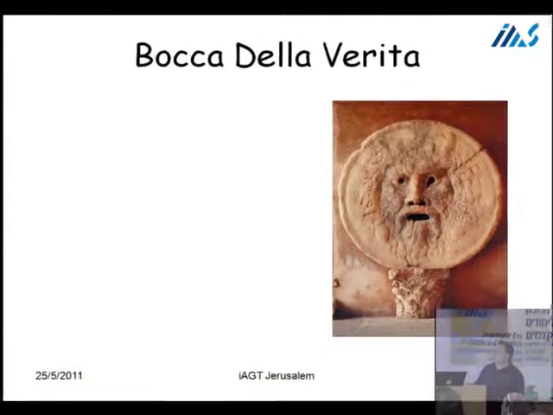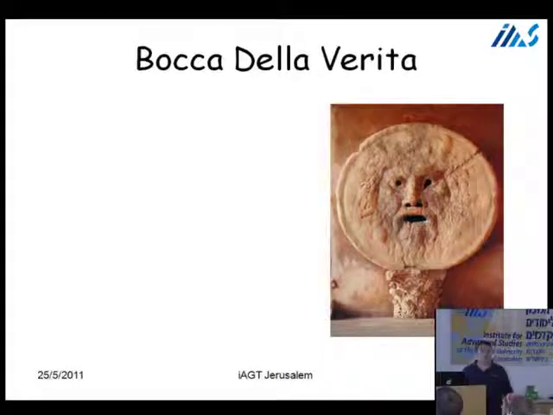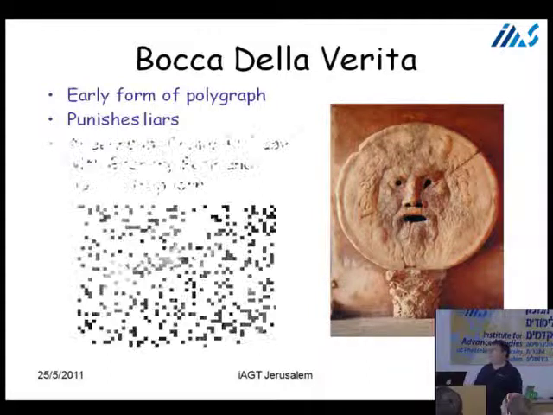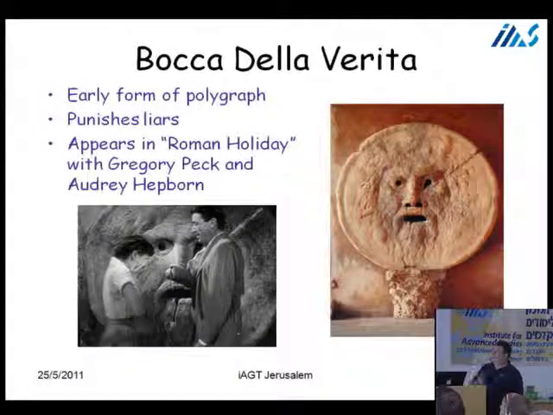What is this? This is 2,300 years old, and it's in the city of Rome, in a church. I'm sure many of you have seen it. It's an early form of polygraph. It punishes liars. It appears in the famous movie Roman Holiday, with Gregory Peck and Audrey Hepburn. And you can see actually what happened here. See that his hand has been cut off? You put your hand in here, you tell a lie, and your hand gets cut off, so you get punished. This is a low probability event, by the way.